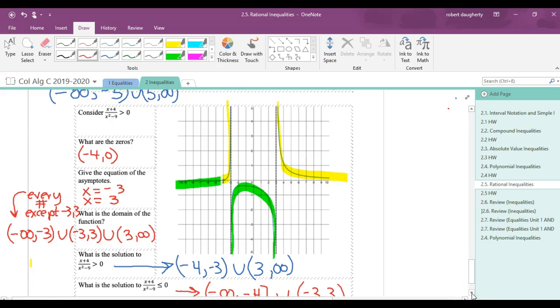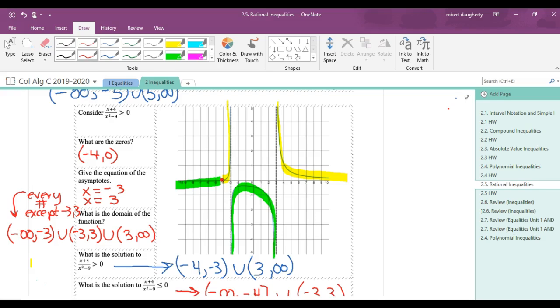What are the zeros? So if it's not clear, I try to make it clear to you with a dot, that was the only 0 right there, -4, 0. Asymptotes, these are equations. It needs to be x equal a number. X equal -3, x equal 3. The graph is undefined at those 2 points. It's defined everywhere else. So the domain is where else is it defined. How do you write every number except -3 and 3 in interval notation? So that's -infinity to -3, -3 to 3, 3 to infinity. So that's the domain of this function.